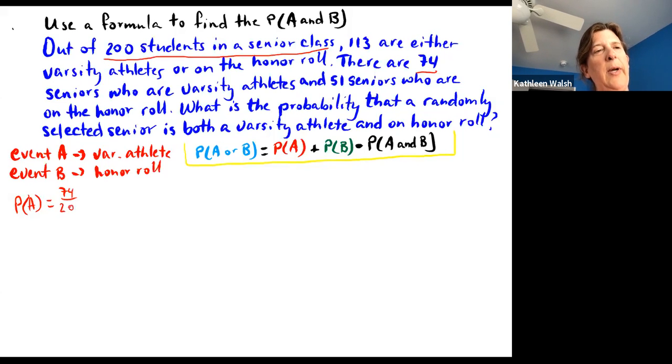And now we're going to find out what is the probability of B. What is event B? When I named it for you right here, event B is seniors who are on the honor roll. How do we know how many seniors there are on the honor roll? It tells us right here, there's 51. So I'm going to make this 51 out of how many students we said were in the senior class? We said that there were 200.